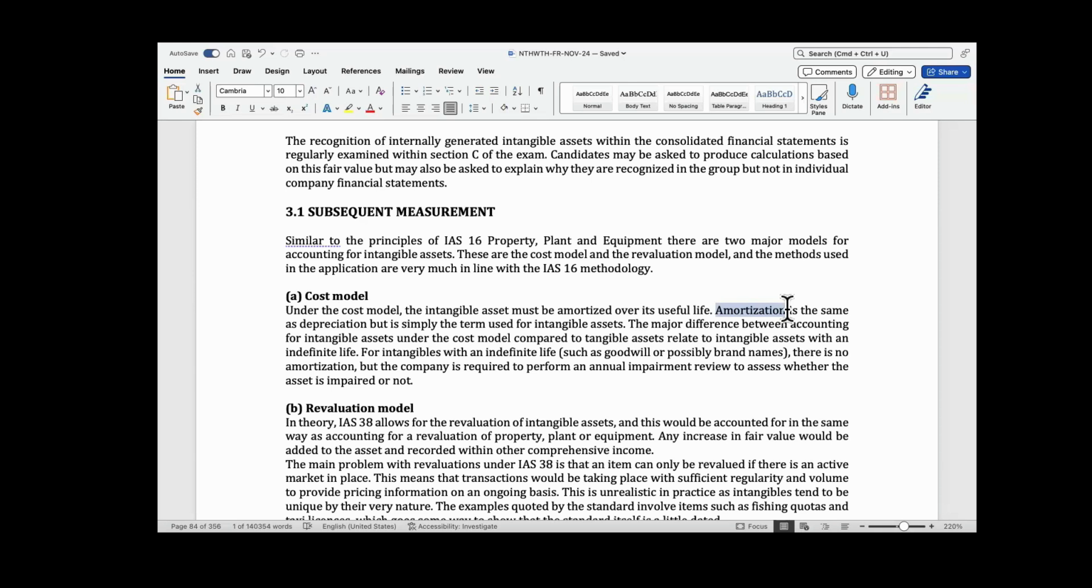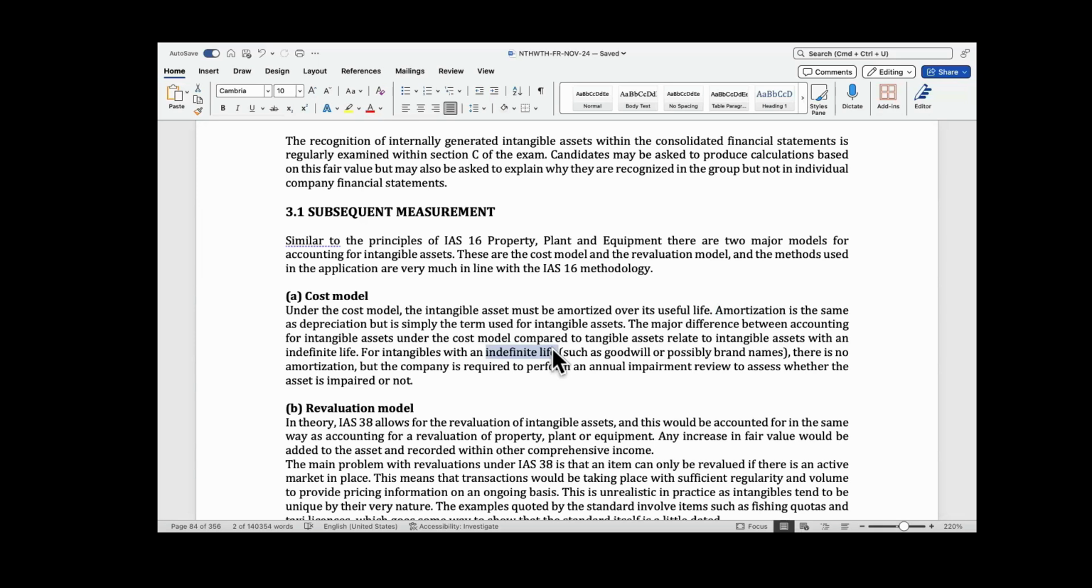However, the only peculiarity you find most intangible assets having is that most of them would have an indefinite useful life. Like, let's say a website, for example, it can have an indefinite useful life. Like some software or an app that you have, they will have an indefinite useful life.